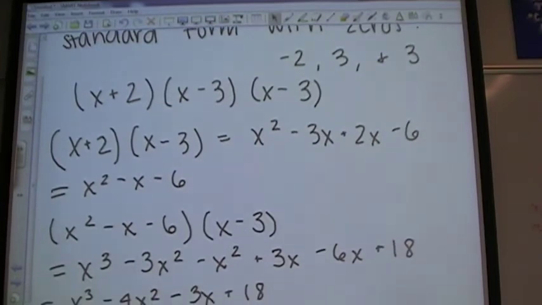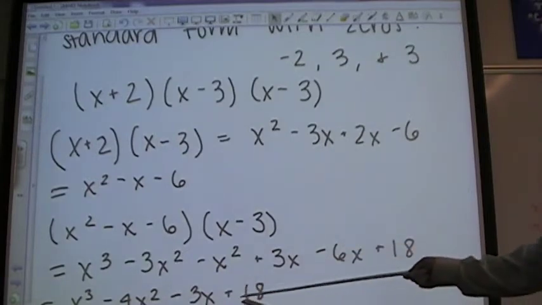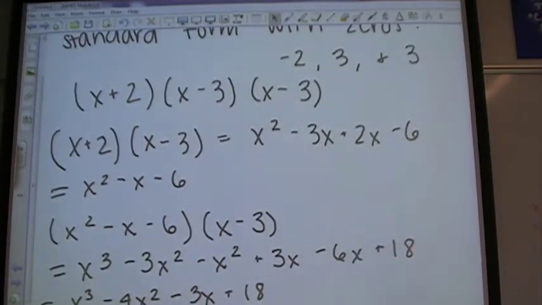There's your answer in standard form. So we were given 3 zeros, had to write it in factored form first, and then multiply it out to get it to standard form. So how would you classify this? Same way we did the other. Yes, same way we did the other one, which is a cubic polynomial of 4 terms. Question on that one?